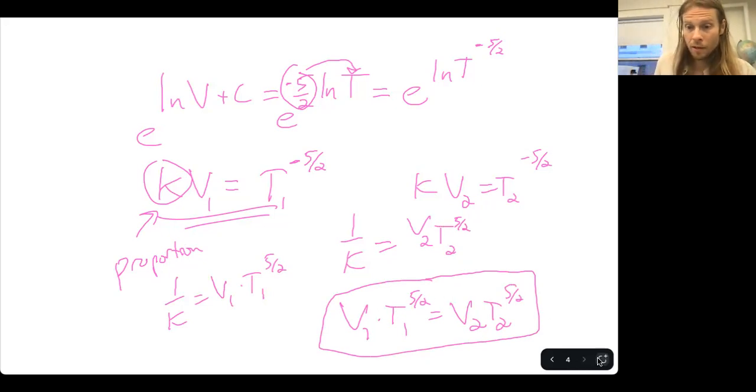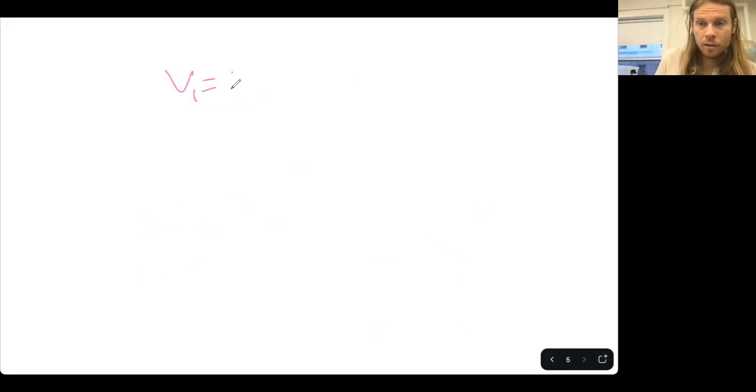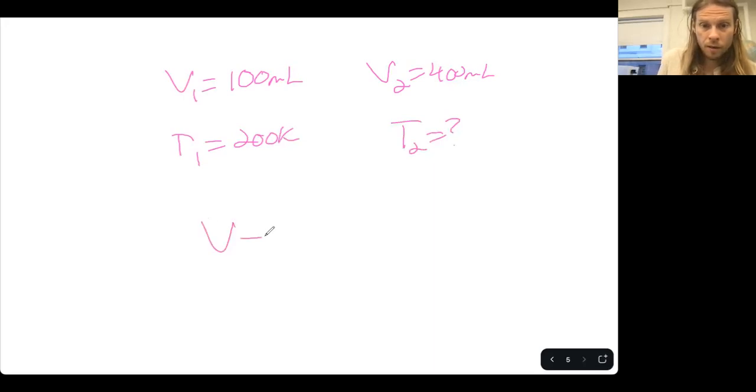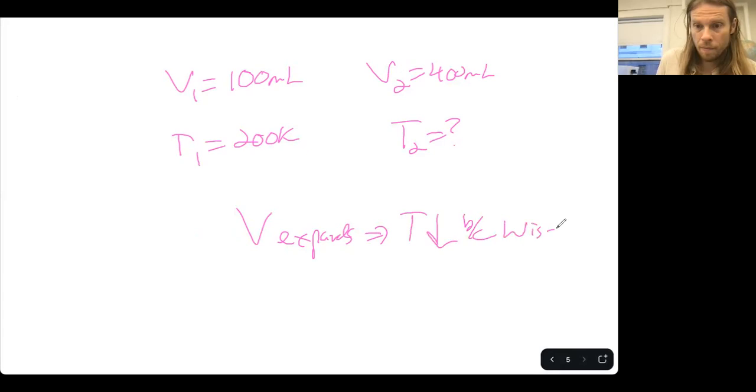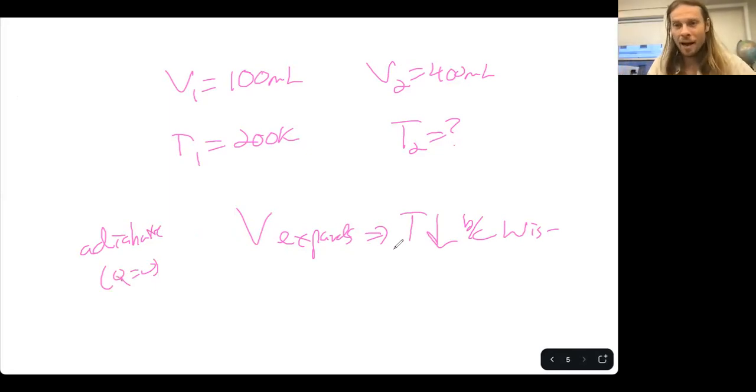So if you know, like V1 is 100 milliliters, V2 is 400 milliliters, T1 is 200 Kelvin. What is T2? Well, I know if V expands, then T drops because work is negative for adiabatic. Remember, this is adiabatic. So Q is 0. There is no heating. There's just, I expand it. Ice piston, right? Cloud forming, right?